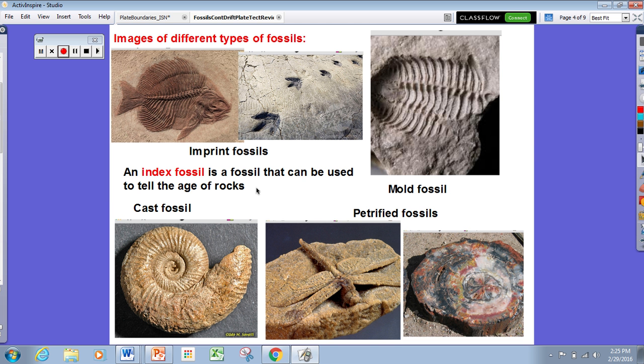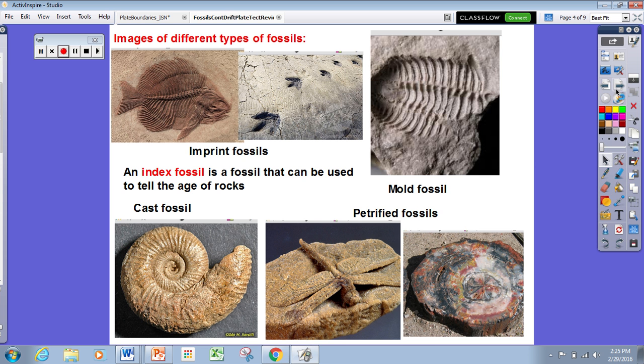And then also it had to have evolved or changed rapidly. So you knew there was kind of just a little snapshot of time where the organism looked that way, and that makes it an index fossil.